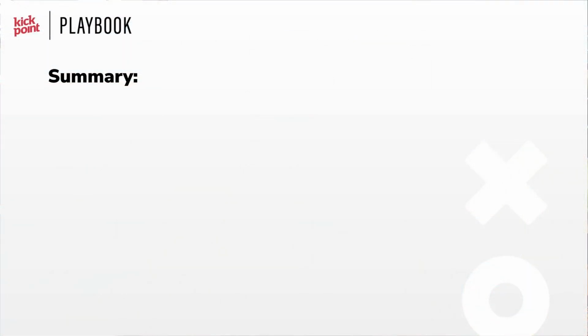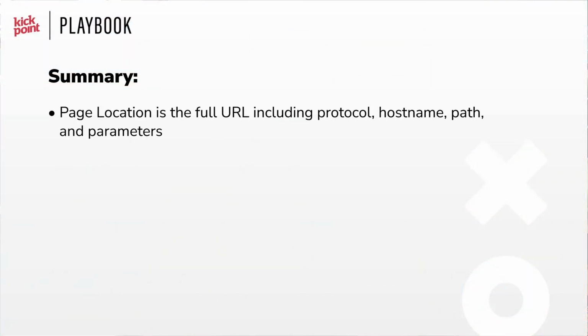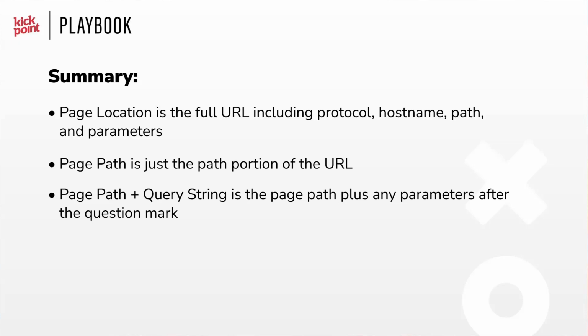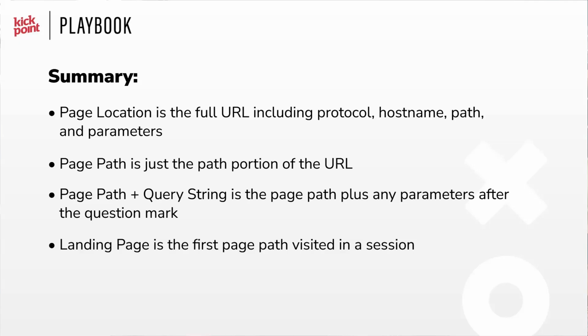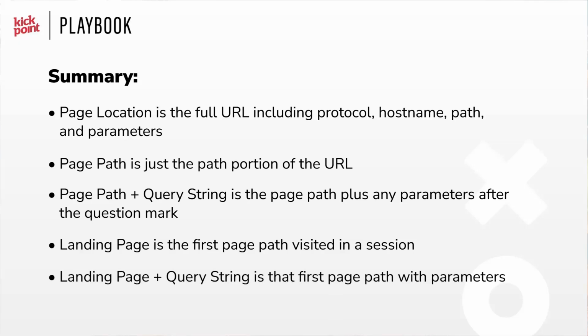Now, let's summarize all these page dimensions before we end things off here. Page location is the full URL, including protocol, hostname, path, and parameters. Page path is just that path portion of the URL. Page path and query string is the page path plus any parameters after that question mark. Landing page is the first page path visited in a session. Landing page and query string is that first page path but with parameters added on. And hostname is the domain name only. Choosing the right path dimension isn't one size fits all. By selecting the best fit dimension for your reporting needs, your analysis will be more useful and you'll get better insights from your GA4 data.